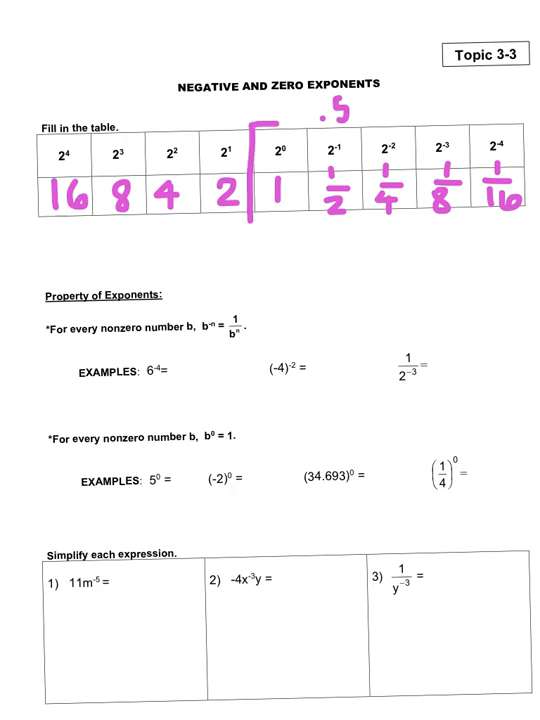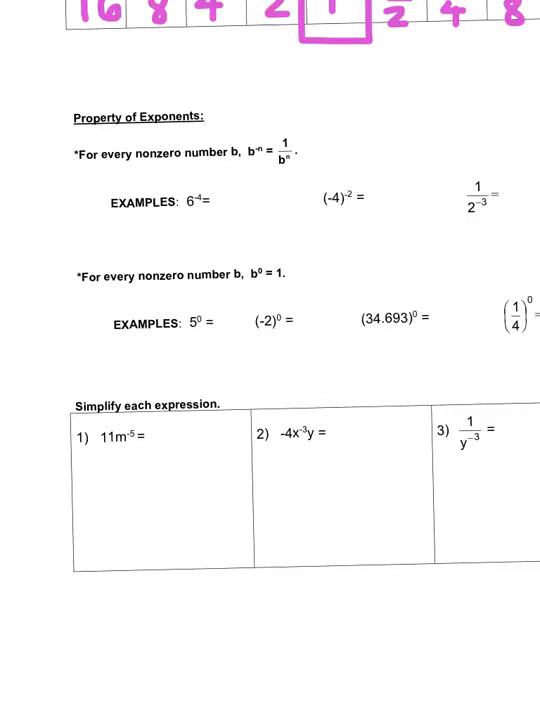So I want to point out anything to the 0 power is equal to 1. And then each of these, you can see the 2 winds up in the denominator because it has a negative exponent. So let's discuss this property of exponents using words. For every non-zero number b, b to the negative n power is equal to 1 over b to the nth power.